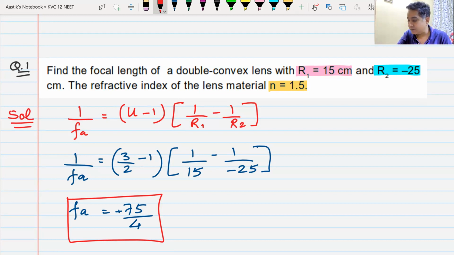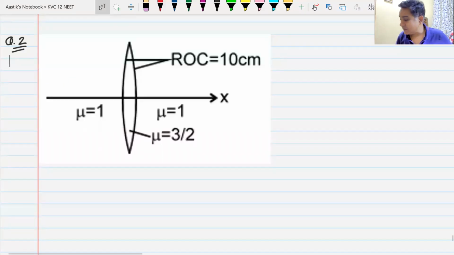If you want to see it from the module, I think it is question number 47 from your module. For me, it is question number 2. So this is how it is given. You can see that this is a biconvex lens, yes or no? In fact, an equiconvex lens because both the radii of curvature are same. You have to find the focal length of this lens. I'll give you 1 minute to do it.